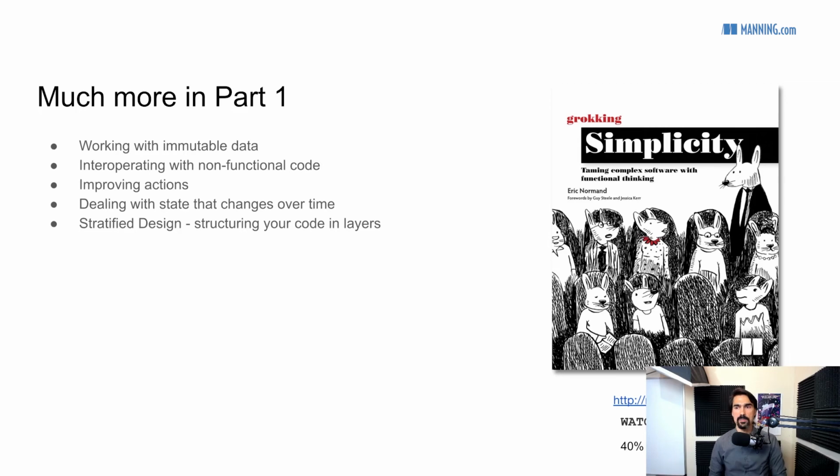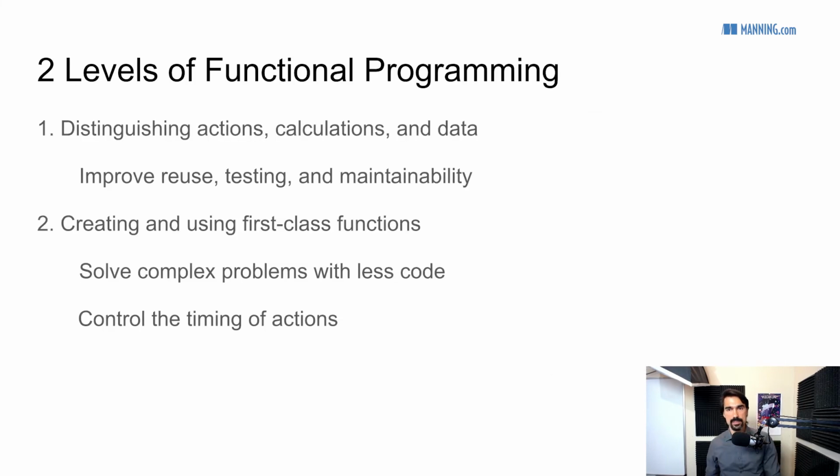And we talk about something called stratified design. This is kind of a design principle about structuring your code into layers. So there's a ton of stuff in part one. It's about seven chapters, so I couldn't possibly go over all of it here. So please check that out. I'm going to move on to the second level.